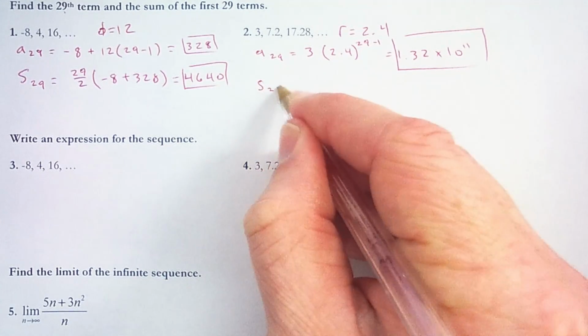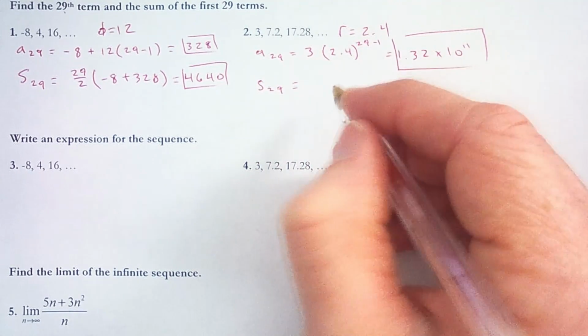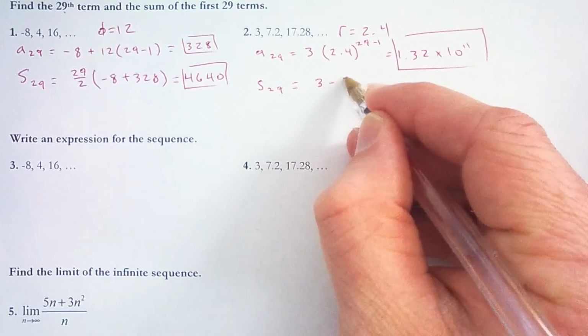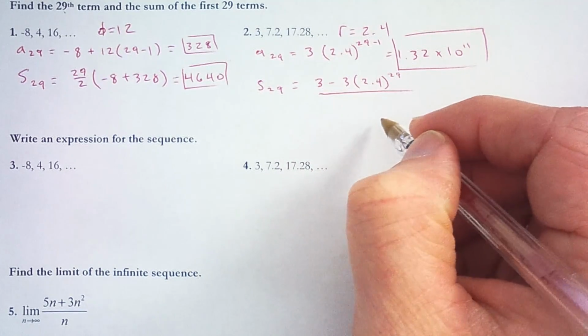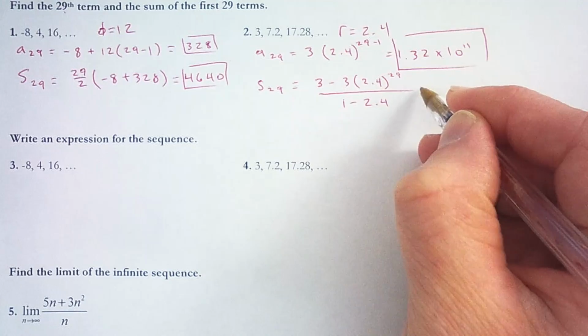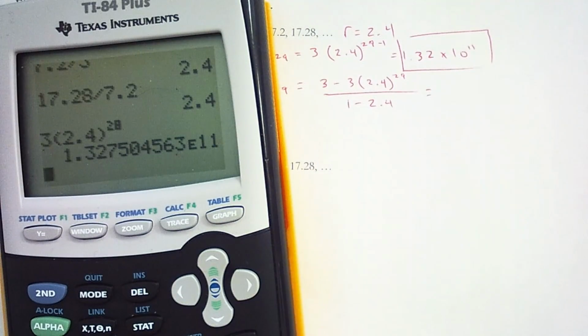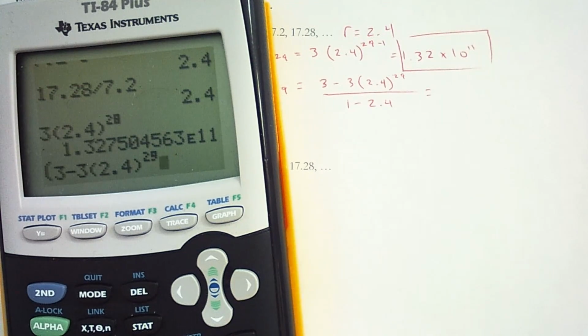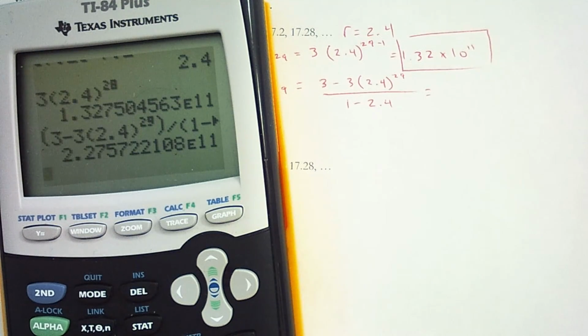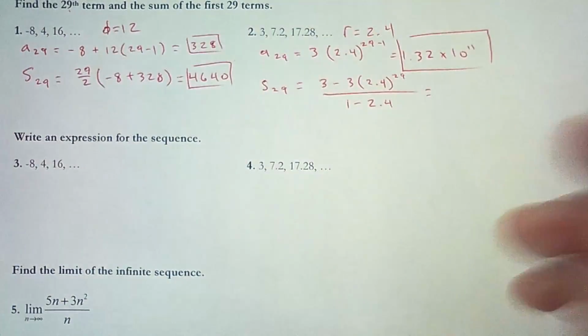For the sum of the first 29 terms, we do the first term minus the first term times the common ratio to the nth power, all over 1 minus r. So for this one, I'll put it in the calculator in one step, but I need to use parentheses around the numerator. So 3 minus 3 times 2.4 raised to the 29th power, and I'll close parentheses on that numerator, divided by the denominator, also in parentheses, 1 minus 2.4. And we get 2.28 times 10 to the 11th power.